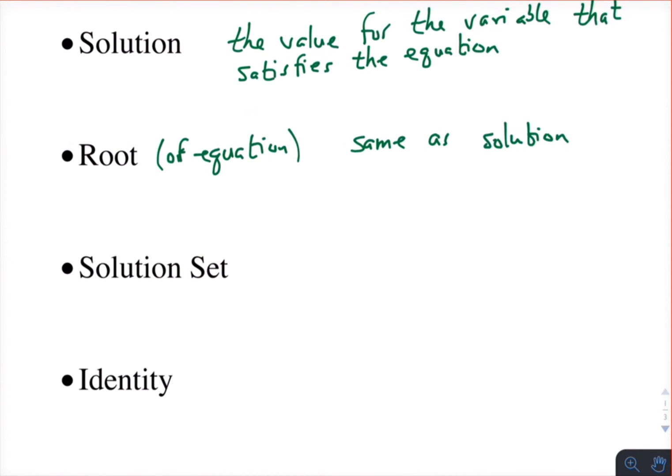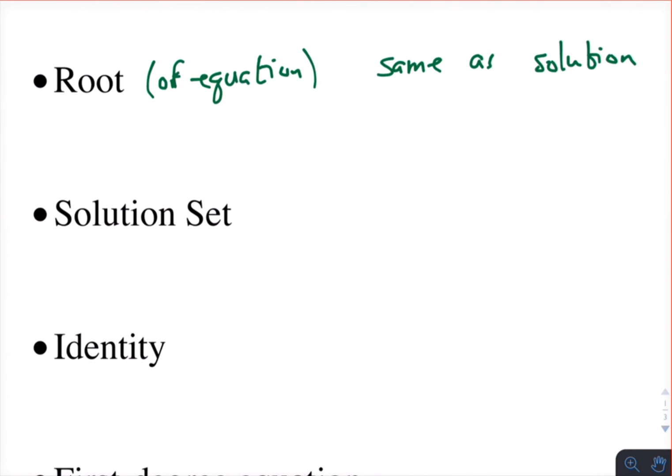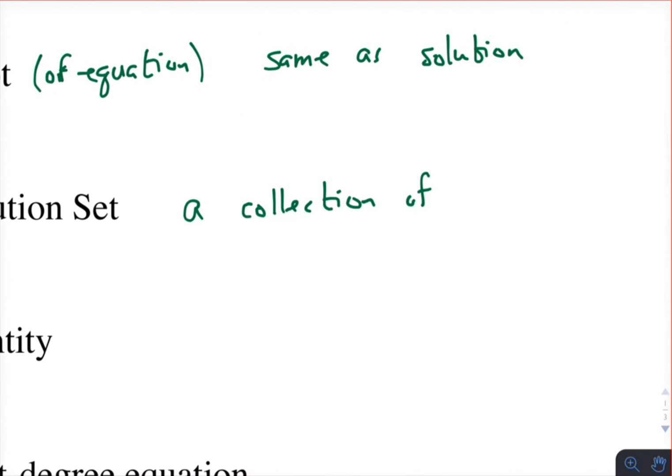A solution set is a collection of solutions. We know that some equations are going to have more than one solution to them. So we call the solution set basically that whole collection. And sometimes when there's no solution, we say it's an empty set because the solution set is empty. There's nothing in it because there are no values that will make the equation true.